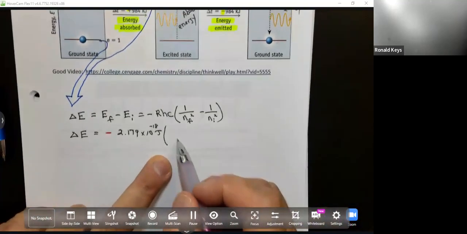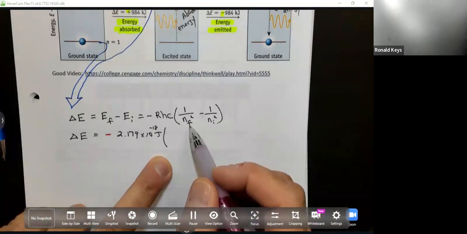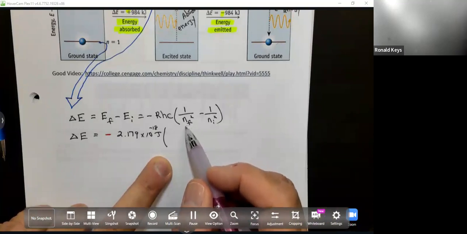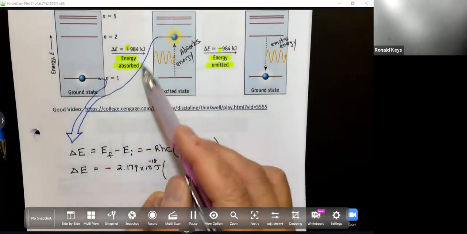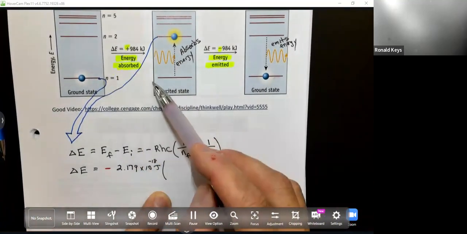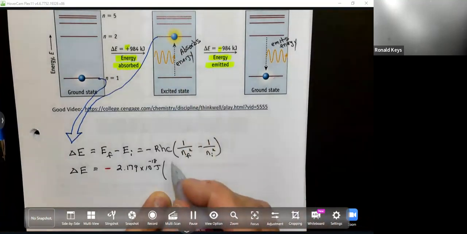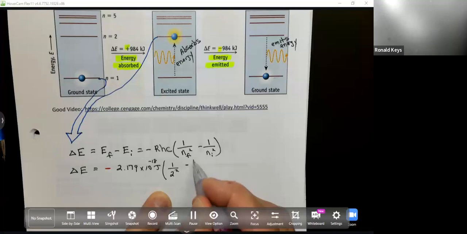Then what we have here, what's n final? Where does it end up at? Energy level what? Ends up at energy level 2, right? It starts here, it absorbs this energy. So this is going to be 1 over 2 squared minus 1 over 1 squared, right?